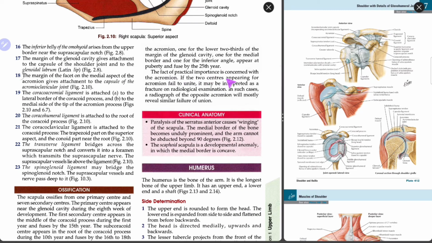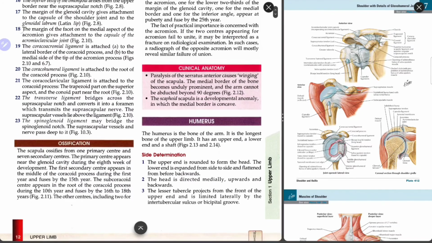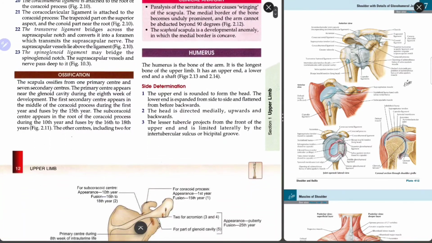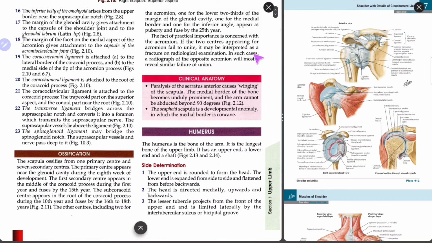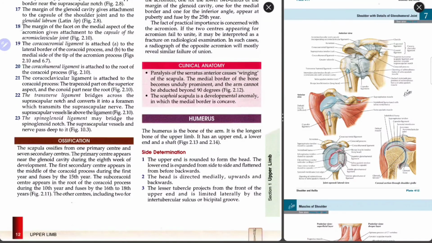The fact of practical importance is concerned with the acromion. If the two centers appearing for the acromion fail to unite, it may be interpreted as a fracture on radiological examination. In such cases, a radiograph of the opposite acromion will mostly reveal similar failure of union.